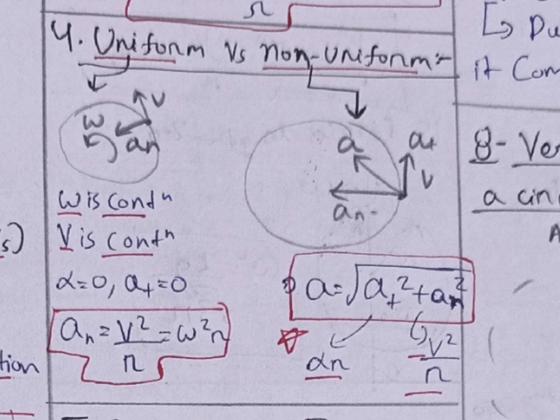Uniform: omega is constant, v is constant. Alpha is equal to 0. Tangential acceleration is equal to 0. Normal acceleration is equal to v square by R, which is equal to omega square into R. Non-uniform: net acceleration is equal to under root of a tangential square plus a normal square, where a tangential is alpha R and a normal is v square by R.